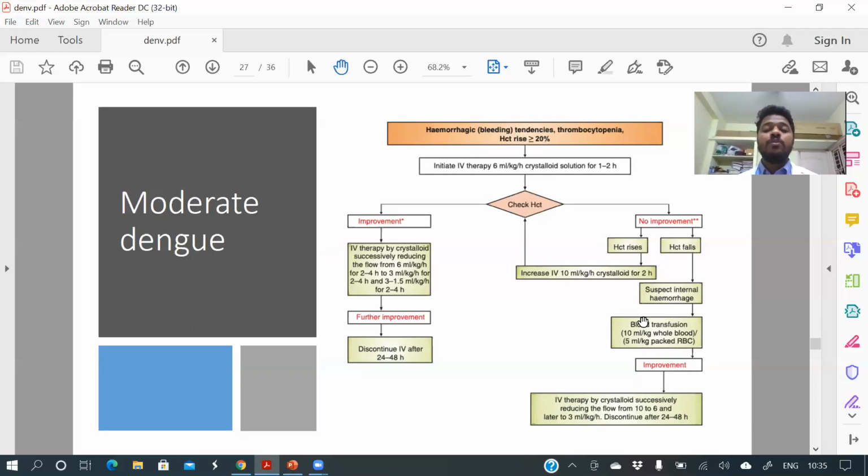In these patients also, we have to look for improvement: whether tachycardia has come down or not, tachypnea has come down or not, blood pressure has improved or not, and hematocrit has normalized or not. These are the things we have to look for to see improvement.